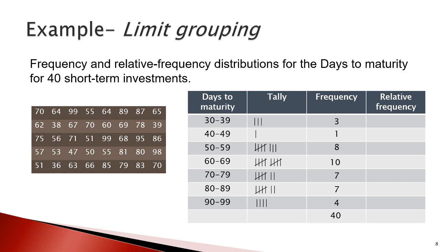Then we can obtain the relative frequency table. We can get that by dividing frequency by the total number of observations. Like this, 3 divided by 40, that is 0.075. Like that, we can obtain the relative frequency as we did in our early example. We can get our relative frequency column. And the summation of the relative frequency column should be equal to 1, right?